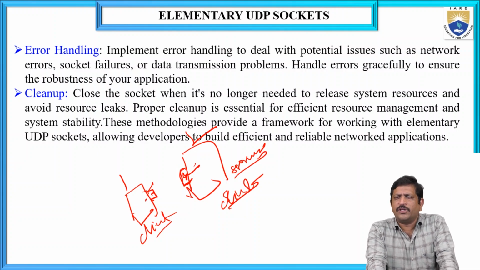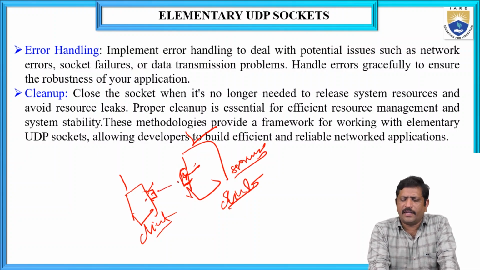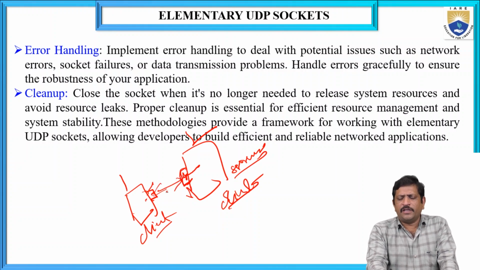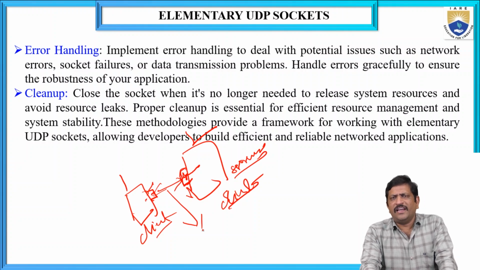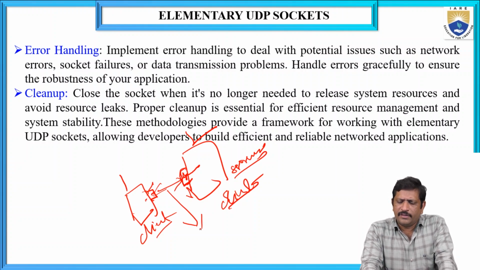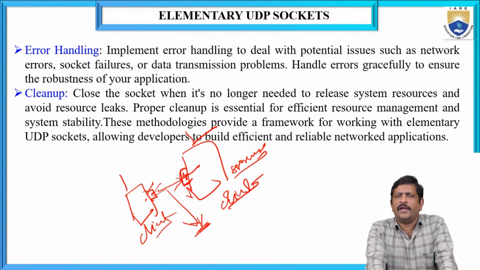And data transmission problems. Data transmission problems generally arise if an effective path is not established. We handle errors gracefully to ensure the robustness of the applications.